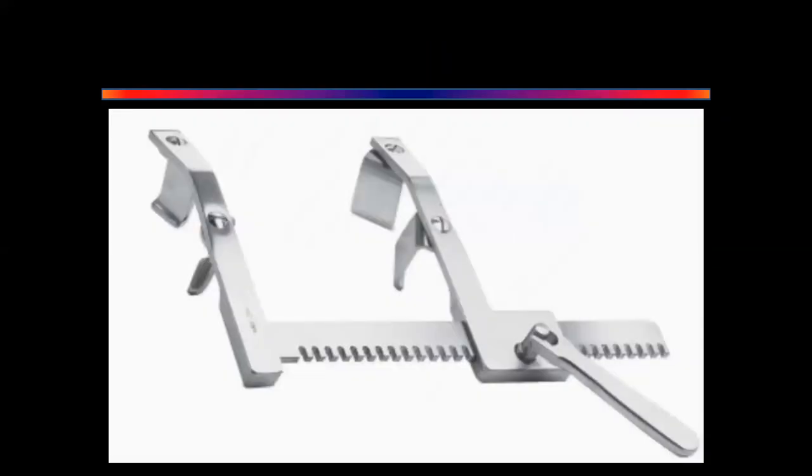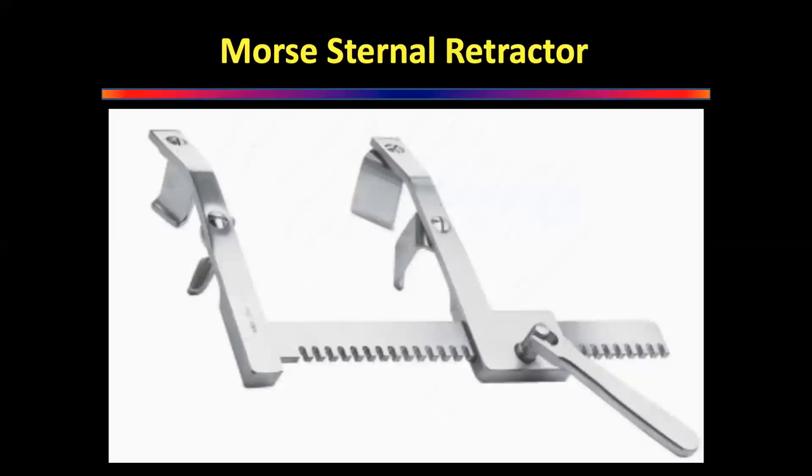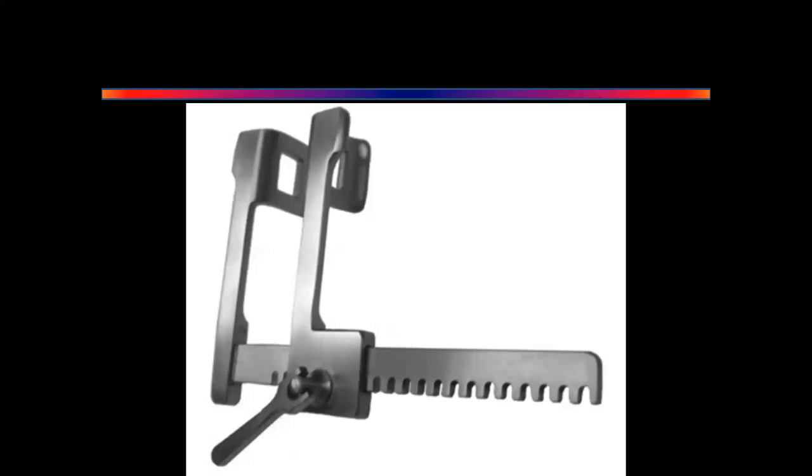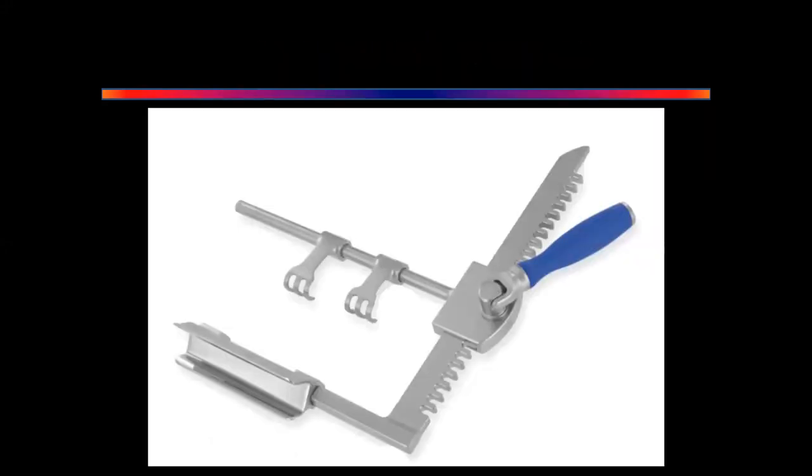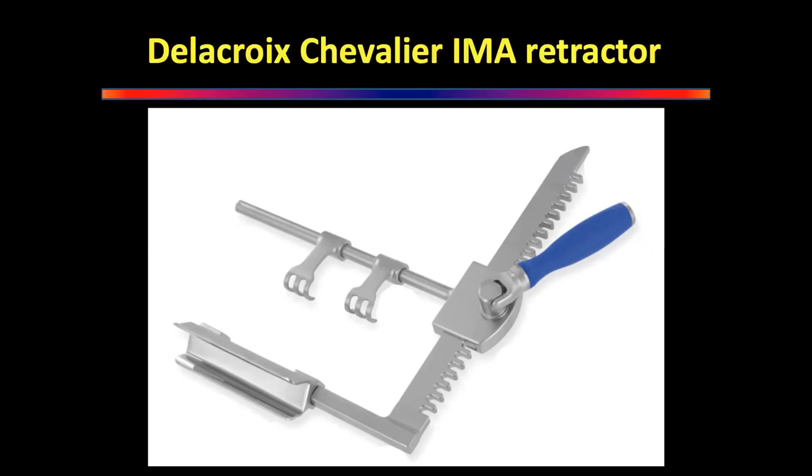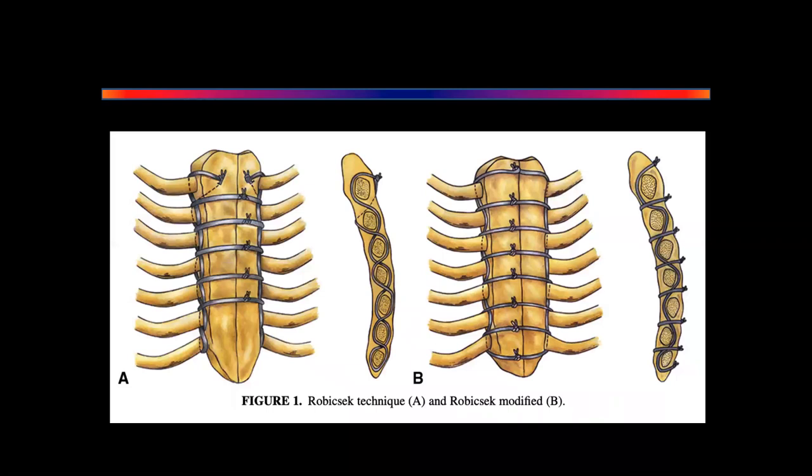What about this one? We're coming to the end of the session, don't worry. Give me a name. Cardiac surgeons, give me a name. I'm sure you must have seen this retractor. It's Morse sternal retractor, okay? Same thing as this is also Morse sternal retractor. What is this one? You have to give me a name. Okay, it's Delacroix-Chevalier's IMA retractor. Give me a name. It's already there. This is the Robicsek technique.